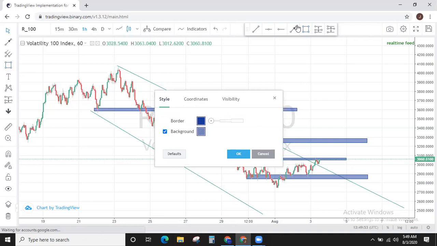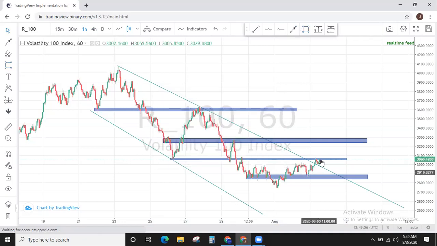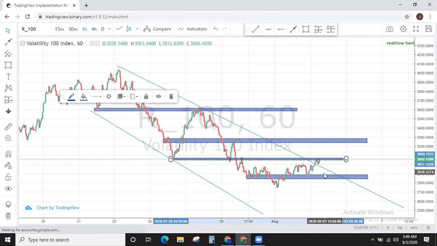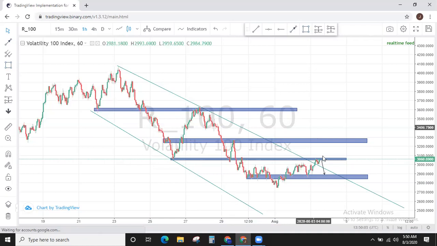So what do we want to see? We want to see price coming down, or price going to the upside. What will give us this confirmation is our candlestick. It's our candlestick that will give us the confirmation.